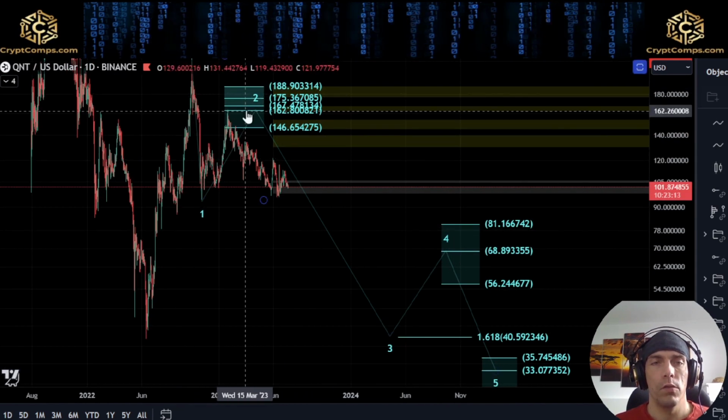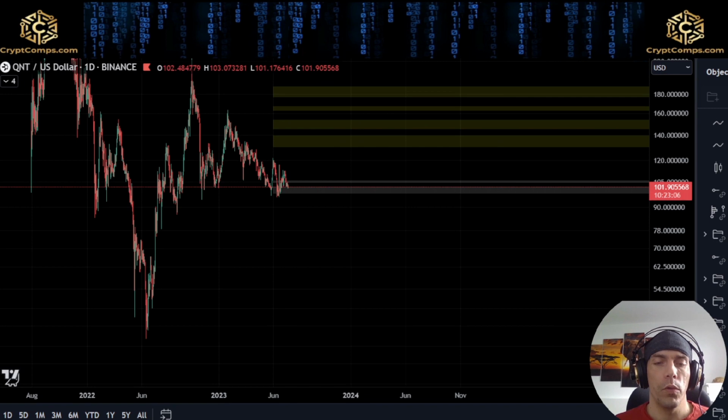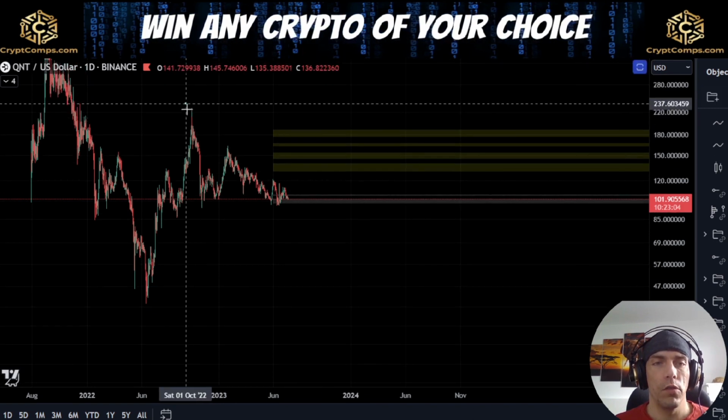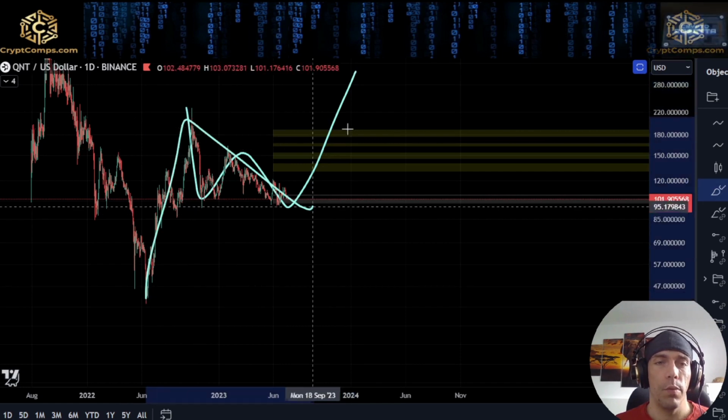So if we are looking at this as 1, 2, then effectively what we are saying is that this could potentially be another 1, 2 here, but this move could always just be ABC. So we need to just be aware that this could always just be ABC here, and then we see a push up where this is A, B, and C.